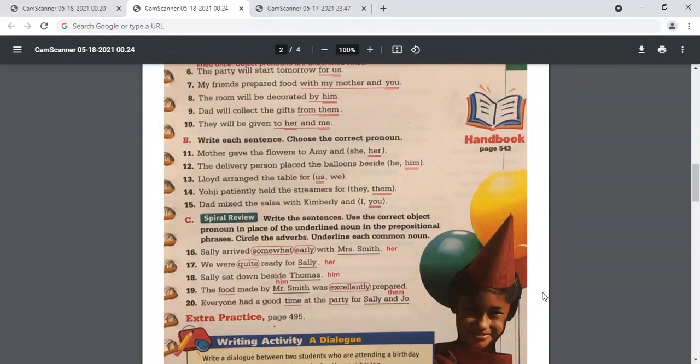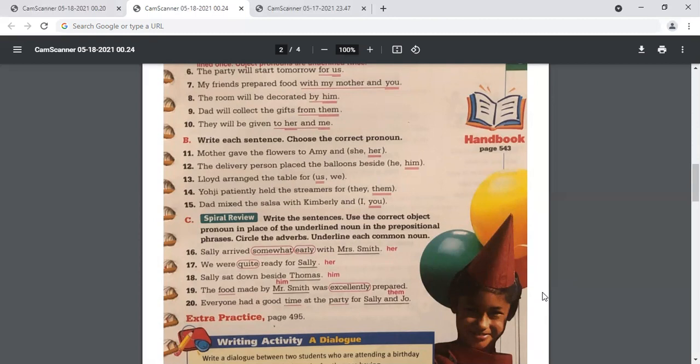So here, mother gave the flowers to Amy and her. Number 12, the delivery person placed the balloons beside he or him. Here, we're going to underline him because him is an object pronoun. He is a subject pronoun. Number 13, Lloyd arranged the table for us or we. The correct answer is us because this is an object pronoun, but we is a subject pronoun.